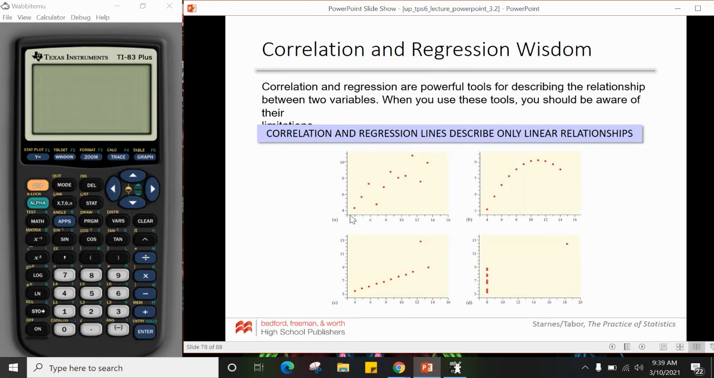Here's a bunch of data sets. You could see some are linear, some are not, but they all have the exact same correlation. They all have the exact same r value. Because of that, we need to make sure that this is a linear relationship, and then I can use r, or a correlation, to describe it.